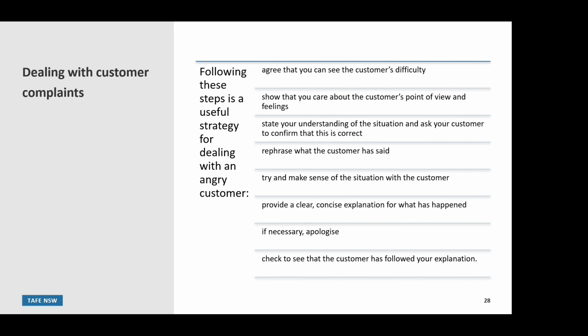State your understanding of the situation and ask your customer to confirm that this is correct. So from what I understand, you bought the monthly service for 6 months. You've only had it for two weeks. It was working last week and it's not working anymore. Is that correct? Rephrase what the customer has said. Try and make sense of the situation. Provide a clear and concise explanation for what has happened.